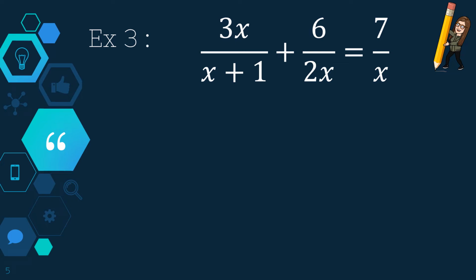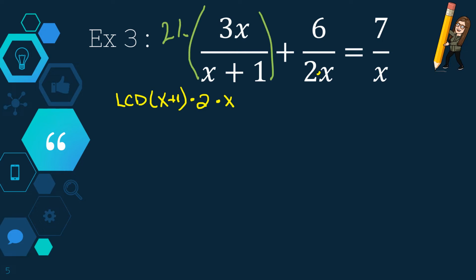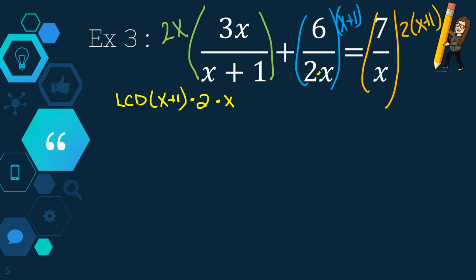Let's try another one here. There's no factoring any denominators, so I'm going to identify my LCD. I have an x plus 1. That's an entire chunk. It's an entire binomial. It stays together. Times a 2 times an x, right? I don't need the other x because I already have one. So the first fraction needs a 2 and an x. The second fraction needs an x plus 1. And the third fraction needs a 2 and an x plus 1.